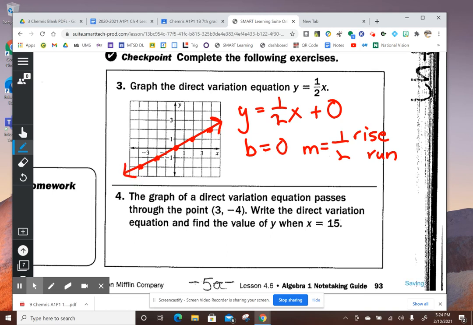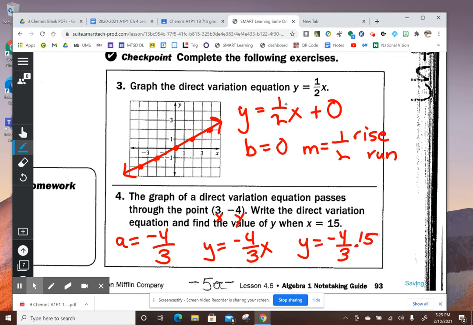Okay, the next thing says that the graph of direct variation equation passes through the point 3, -4. Write the direct variation equation. So I know x is 3, y is -4. A equals y over x. So y equals -4/3 x. And they want to know what y is when x is 15. So I cross simplify, that's a 5. So y is -20 when x is 15. Okay, so we're going to stop the video now.